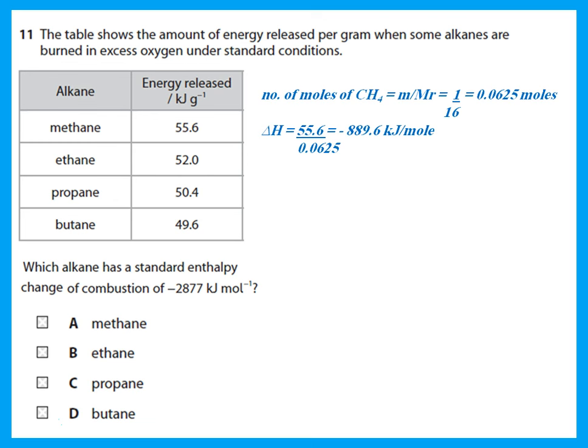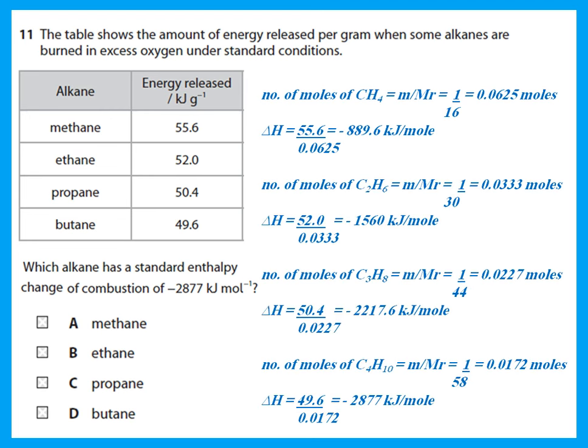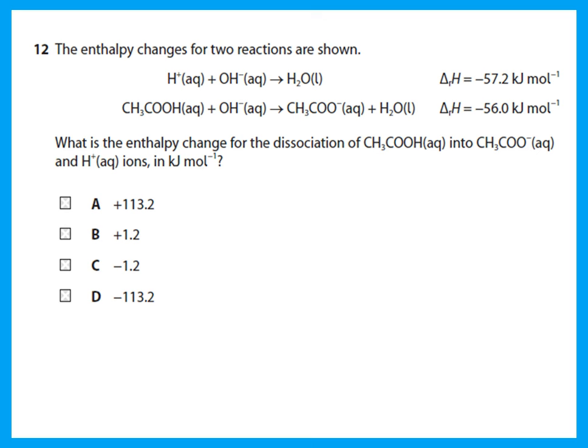It's giving me this number per gram. That means my mass is 1 gram. Now that means I have this number of moles. Then I use the value from the table to calculate delta H, because delta H is Q over n. So it is the number from the table over the number of moles that we calculated. So we're going to do this for methane, ethane, propane, and butane, and we find that it is the one for butane that gives the number he is looking for, -2877 kilojoule per mole.